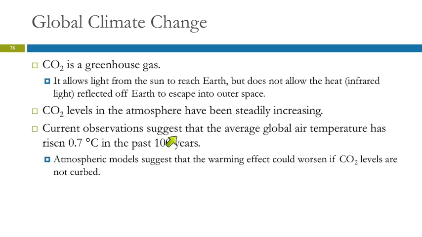Current observations suggest that the average global air temperature has risen 0.7 degrees in the past 100 years. And models suggest that if CO2 levels continue to rise, this warming effect would just get worse and worse and could have disastrous implications for our planet.